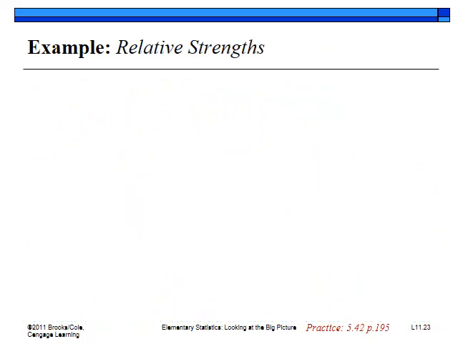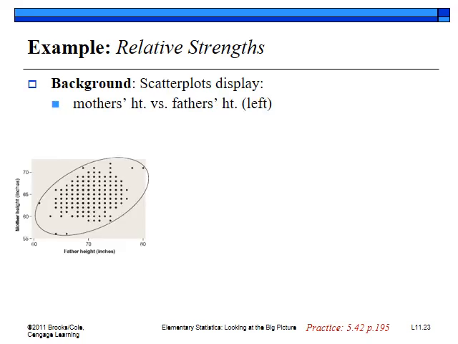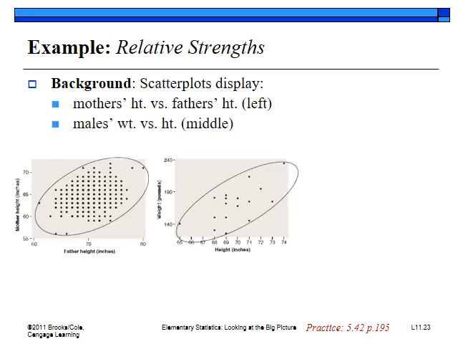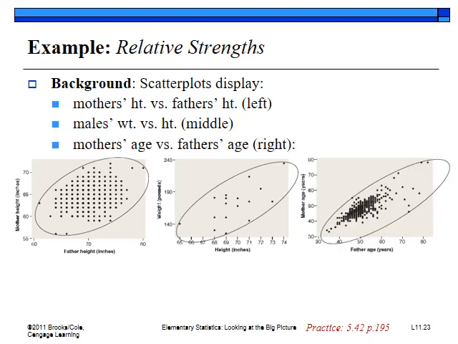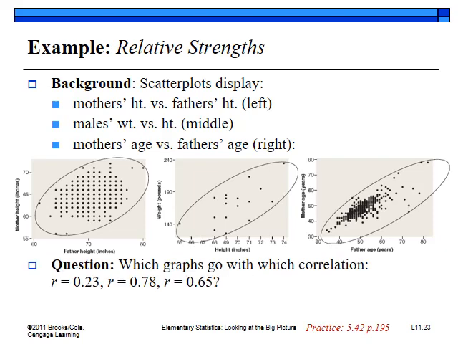Let's go back to an example we've seen before. Here are the scatter plots for mother's height versus father's height, male's weight versus male's height, and mother's age versus father's age. Now, if I told you that these graphs have correlations 0.23, 0.78, and 0.65, can you tell me which is which?